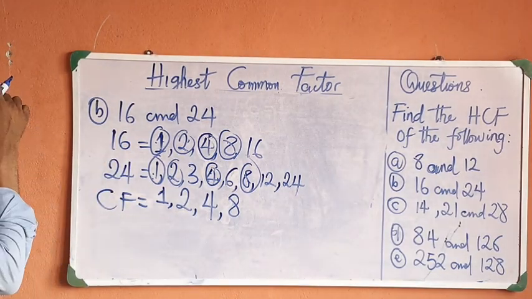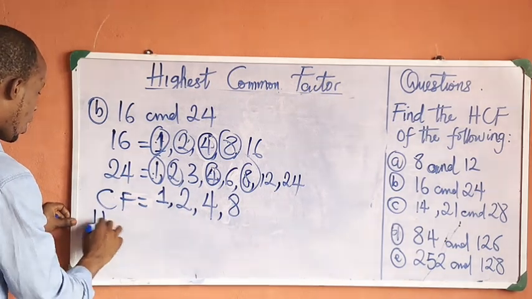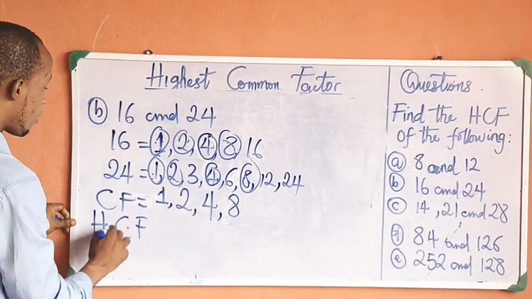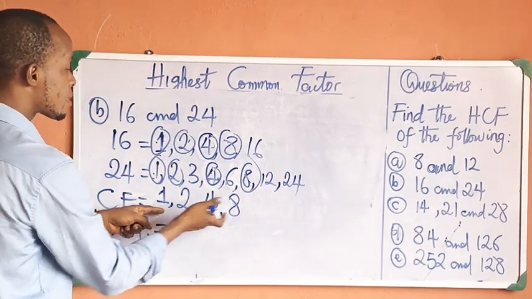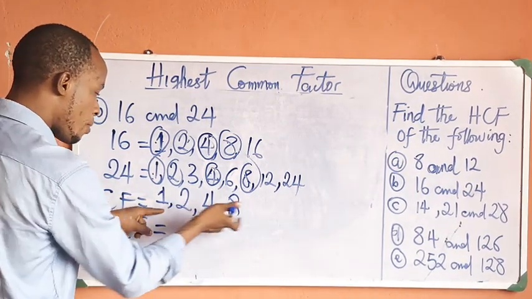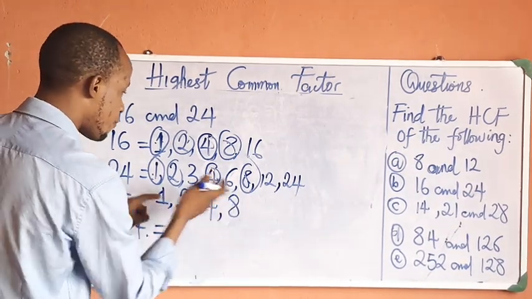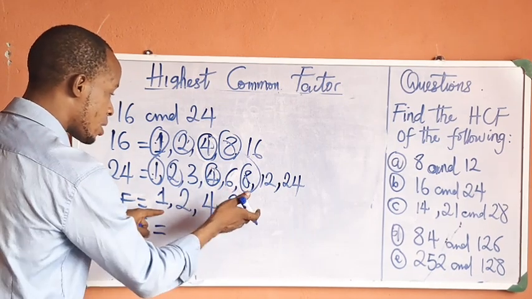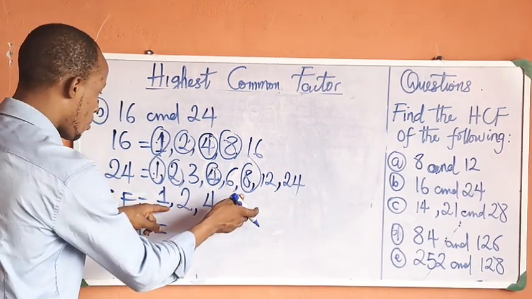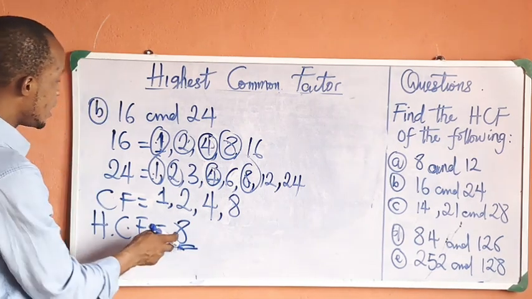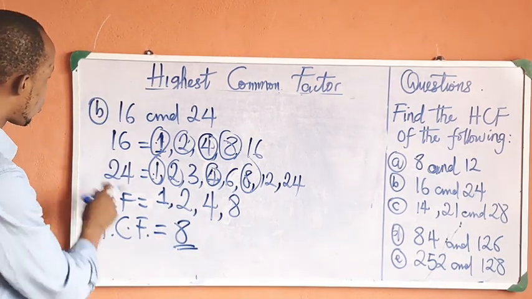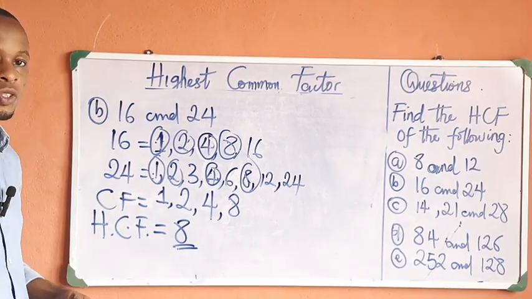Okay, so what's next? We look for our highest common factor. What is the highest common factor? The biggest number in this common factor list, the highest number there, the highest factor. And what is the highest common factor here? 8 is that number. So 8 is the highest common factor of 16 and 24.